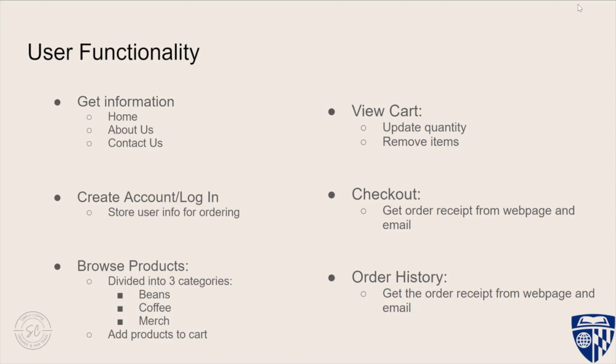The user can browse products that are divided into 3 categories: beans, coffee, and merch, and they will be able to add products to cart in any quantity that they wish. And they can view this cart, update quantity directly in the cart view, and also remove items from the cart view. From this window too, they will be able to access checkout, and upon successful order completion, they'll get a receipt from the web page and via email.